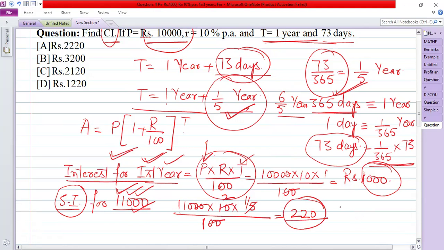And now what is the total interest? The total interest is 1000 plus 220. Okay, so that will be 1220. This will be the total interest, the 1000 plus 220. So means option D will be correct.